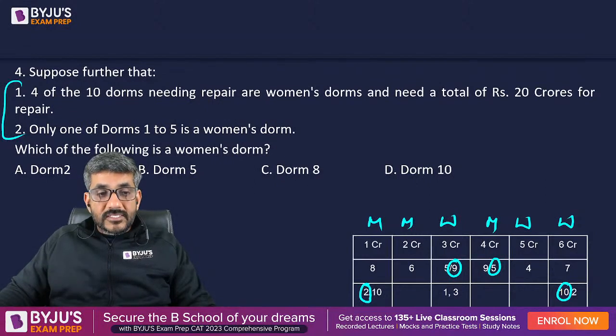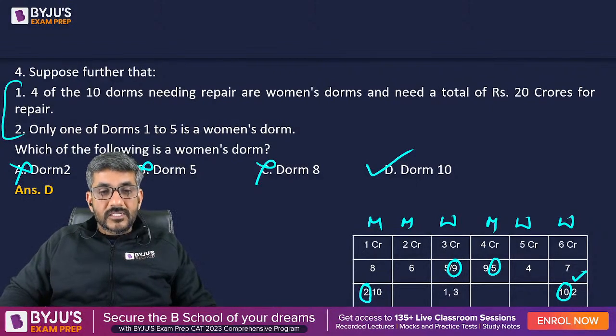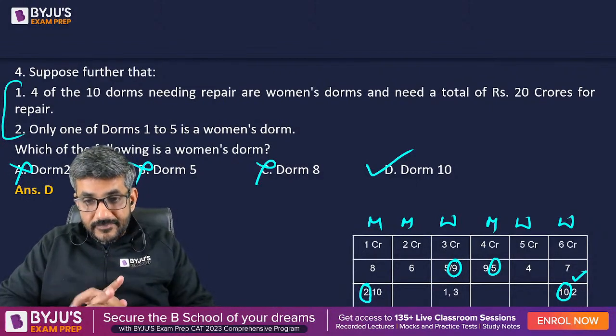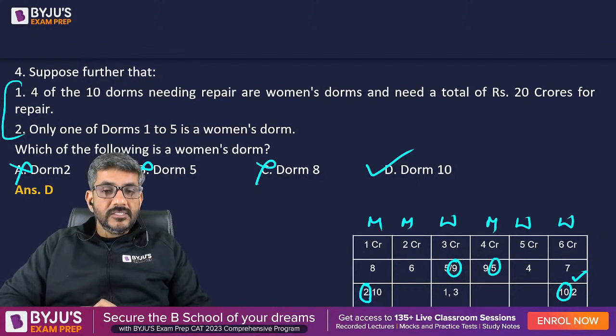DOM 2, no, it's a men's DOM. DOM 5, no, it's a men's DOM. DOM 8, no, it's a men's DOM. DOM 10, yes, it's a women's DOM. So therefore, the answer for this question is option D. Answer for this is option D.